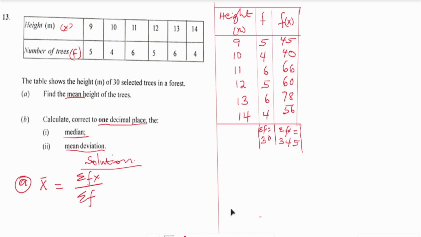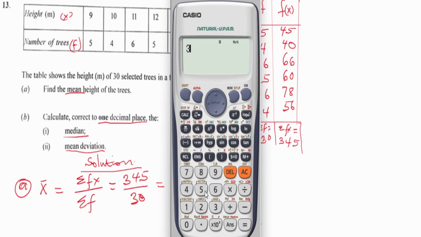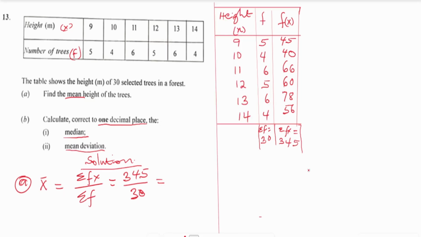So now bringing them back to my formula, I'm going to have sigma fx is 345, divided by sigma f, which is 30. Then we just do that on the calculator. 345 divided by 30 gives 23 over 2. Then we go to SD, which is 11.5. So the mean height for the trees is 11.5 meters. So that is the A part.